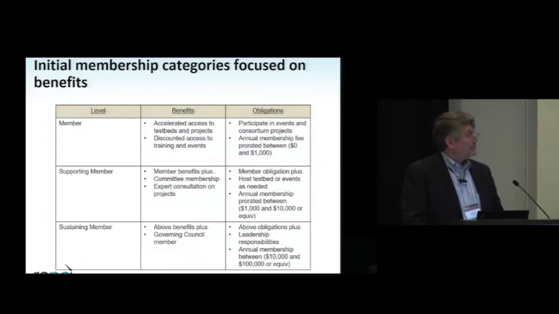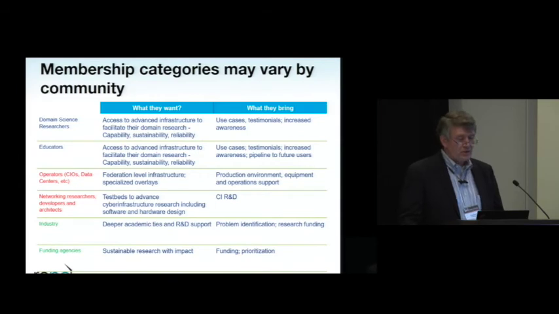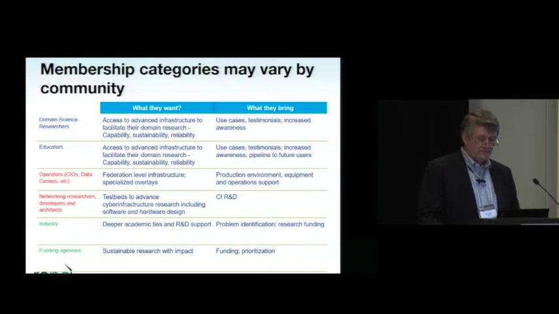Another way to look at it is to think about the different categories of communities that might be involved. One of the things I've learned from working in a number of different consortia is that it's key to understand exactly what benefits the consortium brings to the stakeholders and what in return the consortium expects from those stakeholders. This is just something we talked about at the last workshop, as to what these different stakeholders might typically want and what they could bring to the consortium.